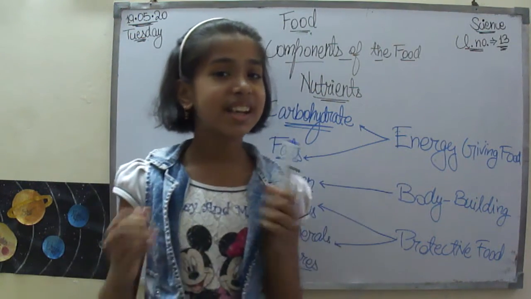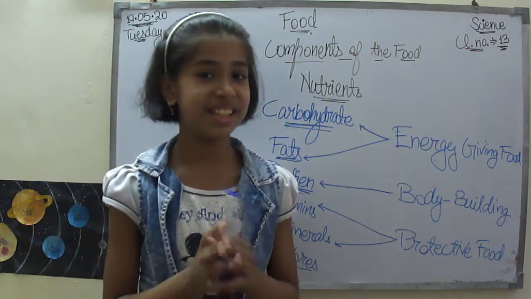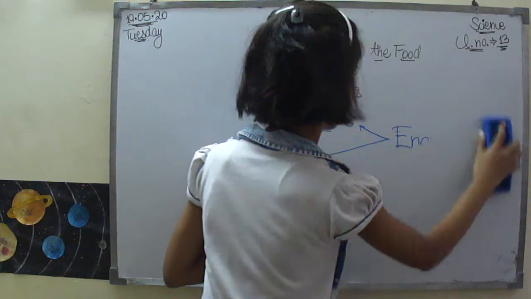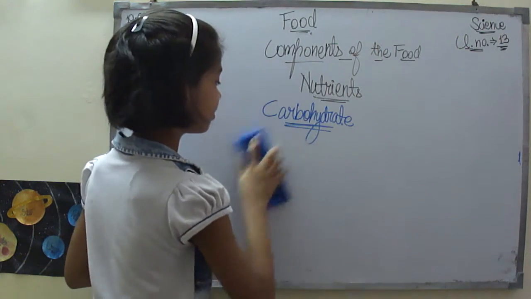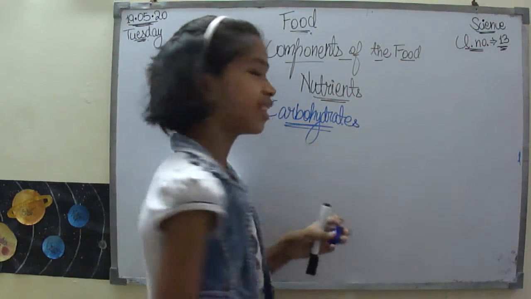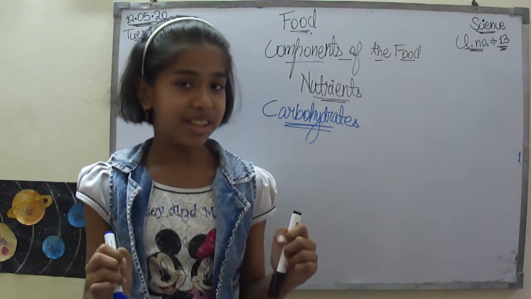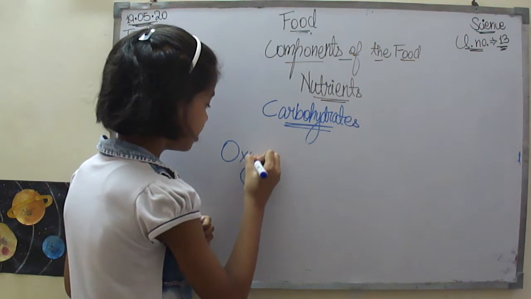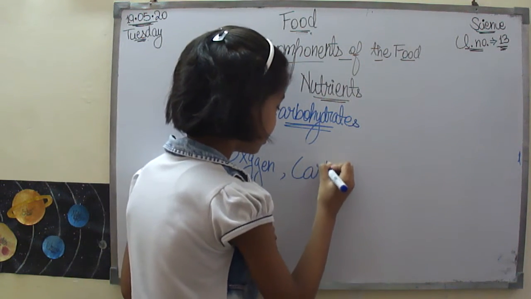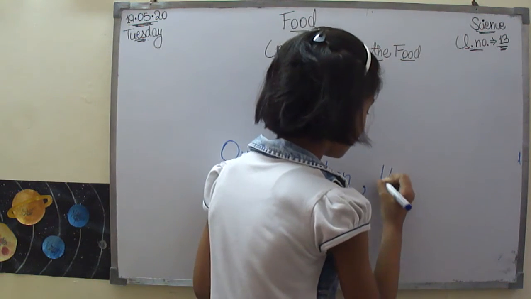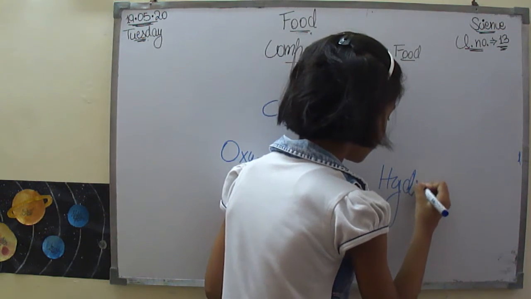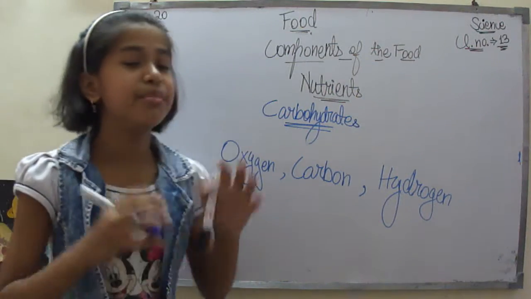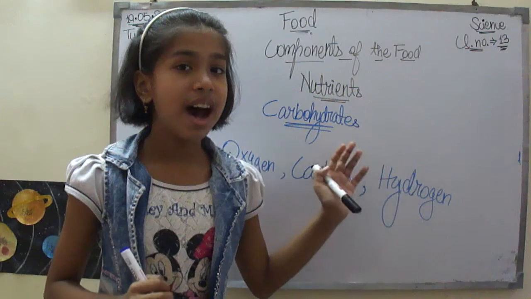So let's talk about the carbohydrate first. Let's talk about it in detail. So let me rub this out. Carbohydrates. So do you know that carbohydrate is made up of the oxygen, then carbon, and also the hydrogen. So the carbohydrate is made up of the oxygen, the carbon, and the hydrogen, right?